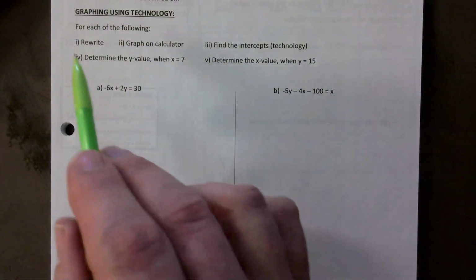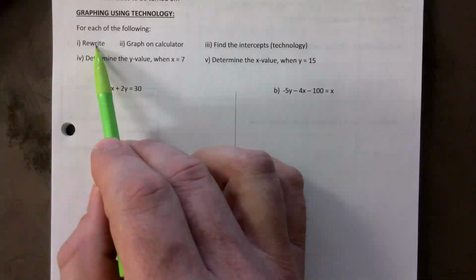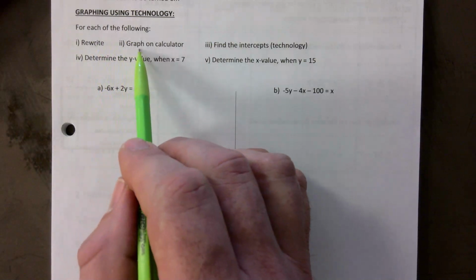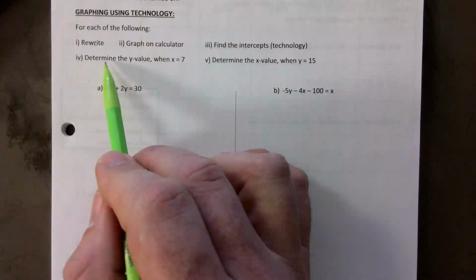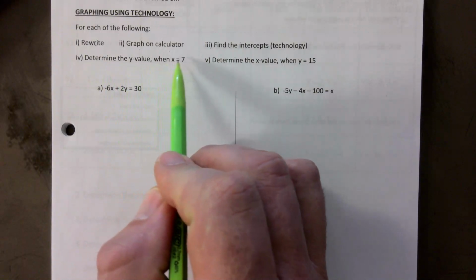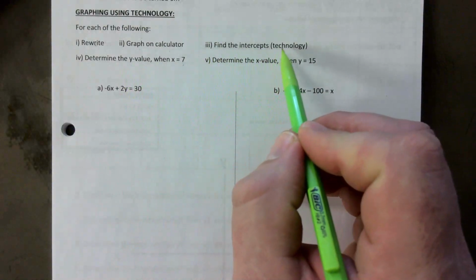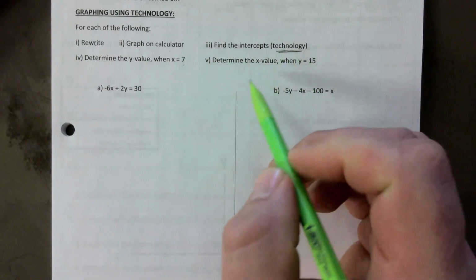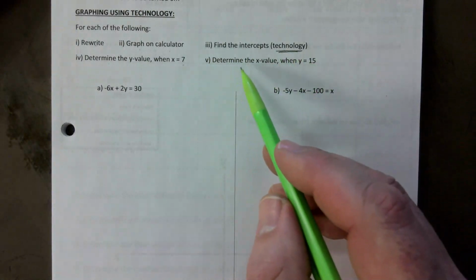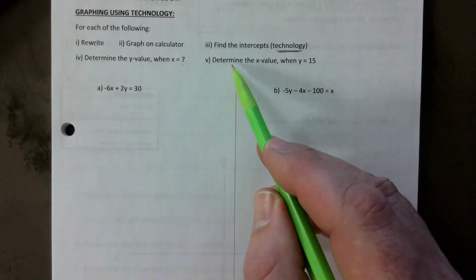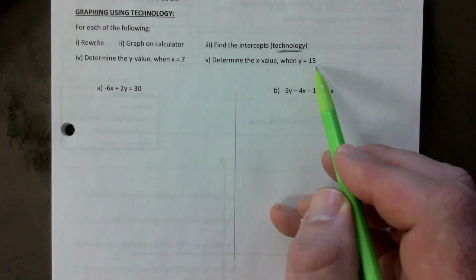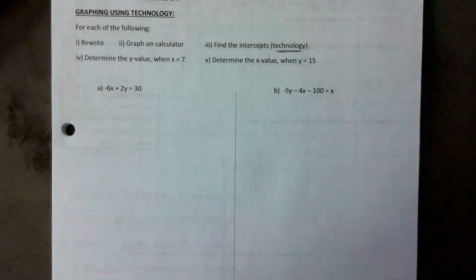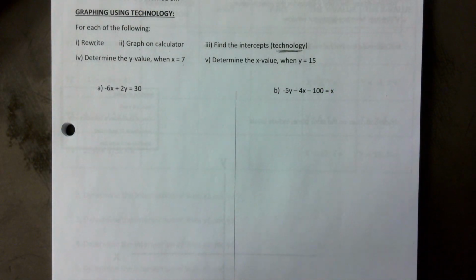Okay. So for each of the following, we will rewrite it, graph on the calculator, and determine the y value when x is equal to 7. As well as finding the intercepts. We're not going to use technology. We're going to do that by hand, as I've shown you already, but you could use technology if you choose to. And then determine the x value when y is equal to 15. We're going to do all of that for both of them.